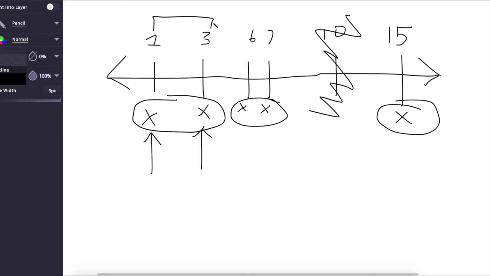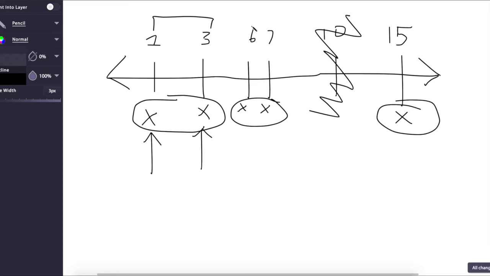So this is a group, and now I would check these two cows, 3 and 6. The radius would be 3. However, I know that because 7 and 10 were not infected here, that 3 and 6 also could not. 3 couldn't have infected 6 or vice versa. So therefore, this right here will not be a group.